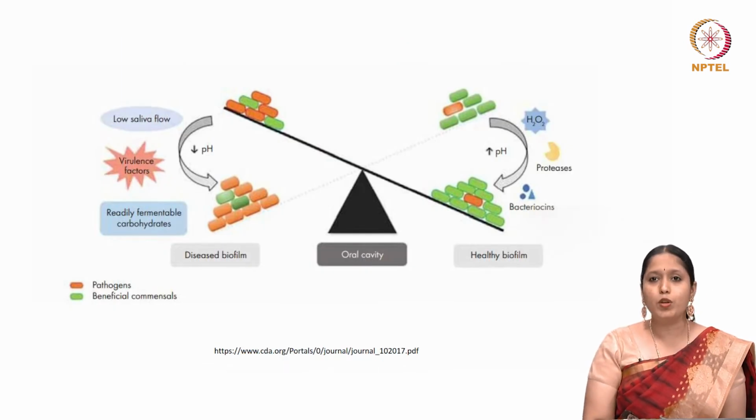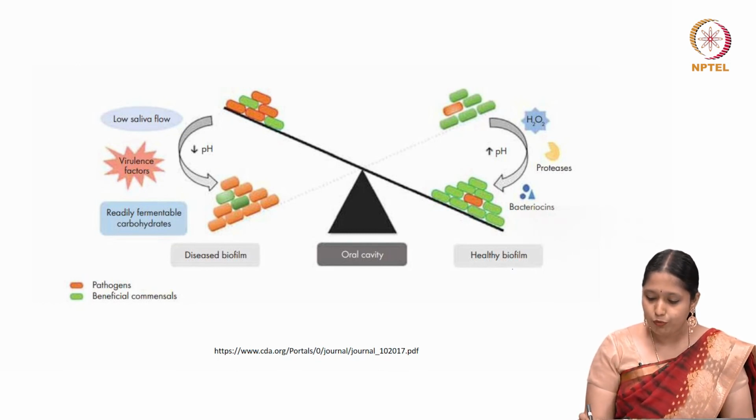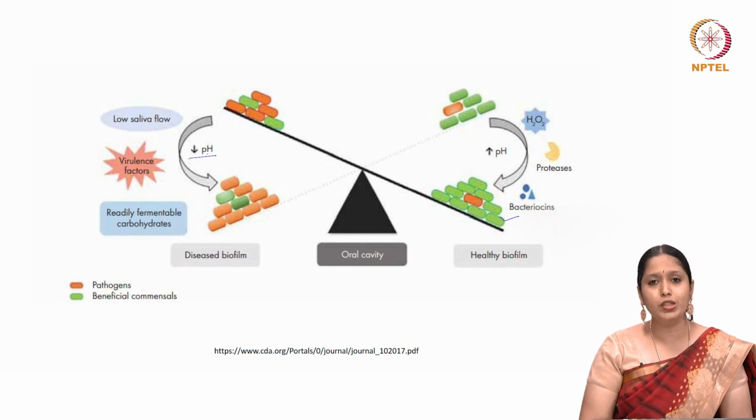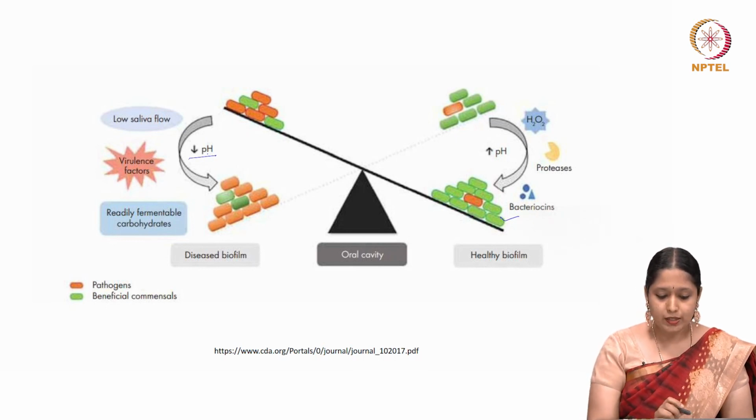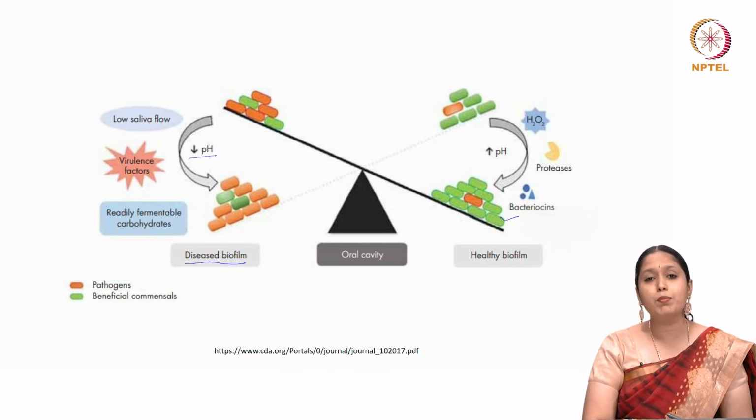This picture also explains a healthy biofilm and a diseased biofilm. A healthy biofilm has more beneficial bacteria, a neutral pH, and is in a healthy condition. But because of low pH and more intake of sugar, there will be acid production. As a result, there will be a greater amount of readily fermentable carbohydrates, and it forms a diseased biofilm. A diseased biofilm has fewer beneficial commensals and more pathogens.